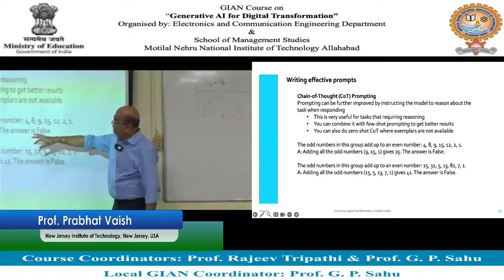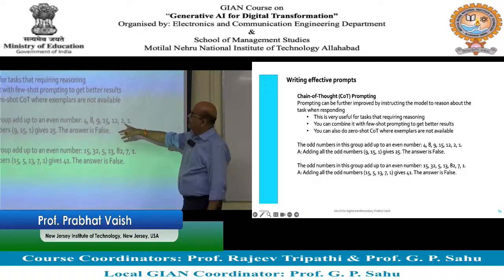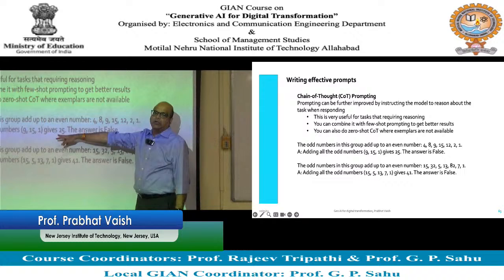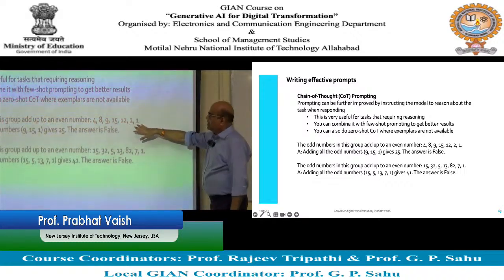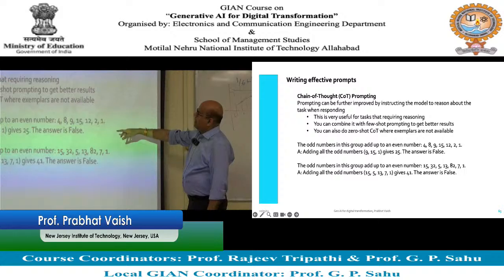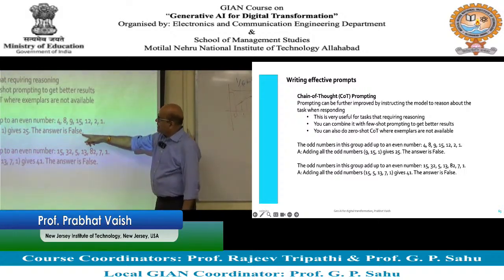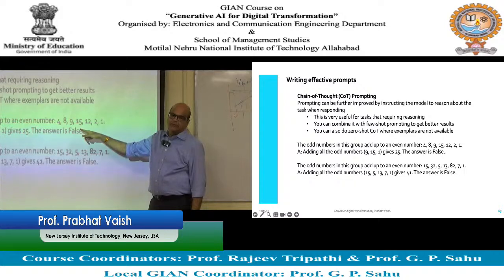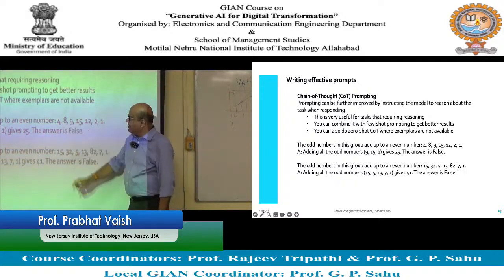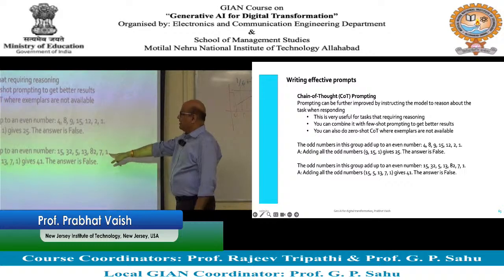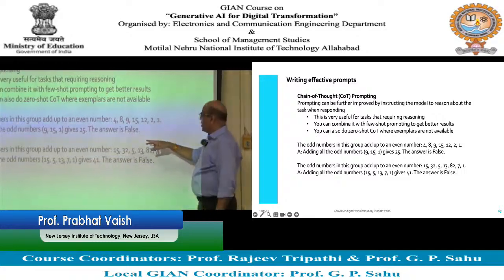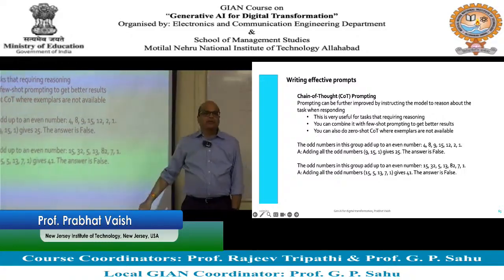So here what is happening is that you are doing the prompting, but with the prompt, you're giving the reason or the logic. So odd numbers in this group add up to an even number. Earlier, you were only saying that this is false. Now you're also giving a reason why it is false. Once the model understands this, then you give the same prompt that earlier, without this reasoning, it was not able to answer correctly. Now it is able to give the right answer.